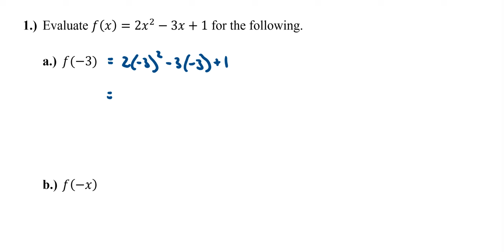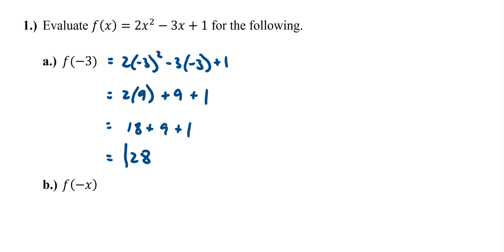And then we probably have a calculator, but you should try to do these in your head. Order of operations, PEMDAS, you do the exponent first. -3 squared is 9. I'm just going to go ahead and do -3 times -3 is positive 9 for that second term. And then we have 18 plus 9 plus 1, 27 plus 1 gives us 28.